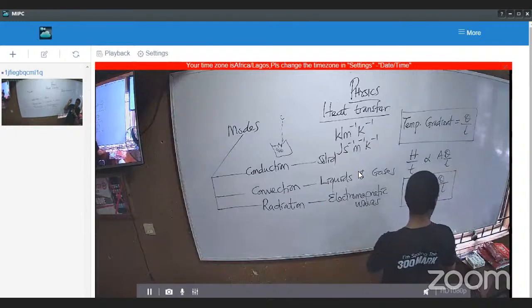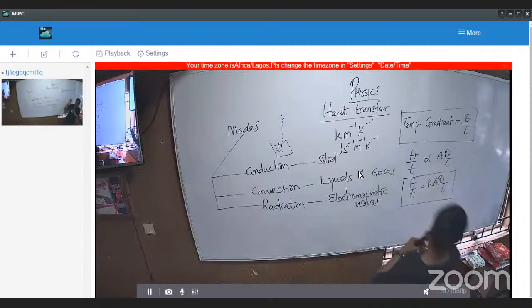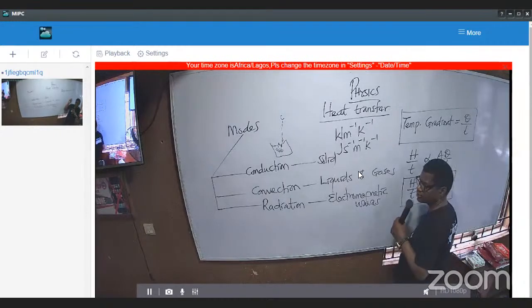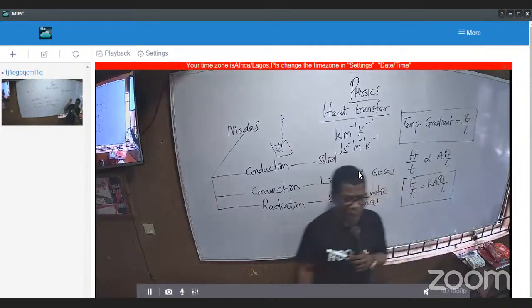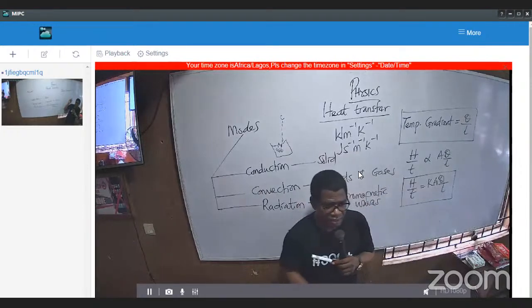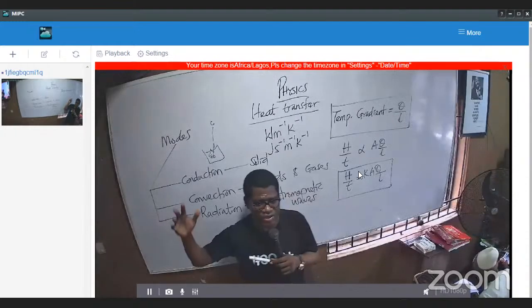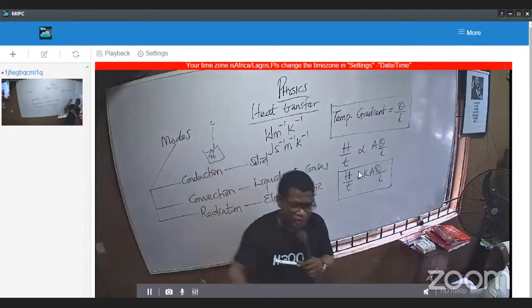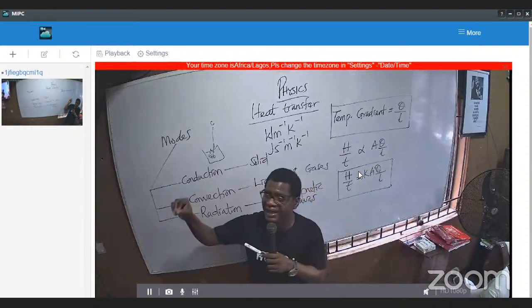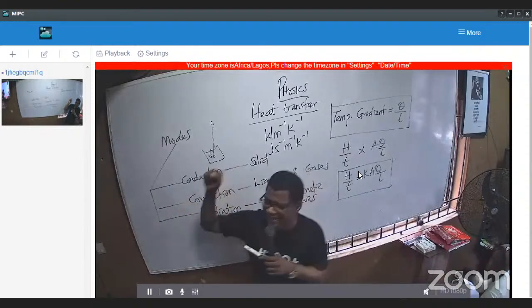Convection can be forced, F-O-R-C-E-D, or natural. You can force it. The one that has to do with your fan blowing hot air away from you, that's forced convection. Then the land and sea breeze, that's natural convection.